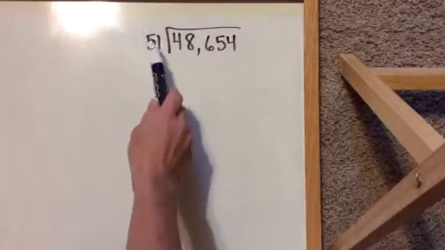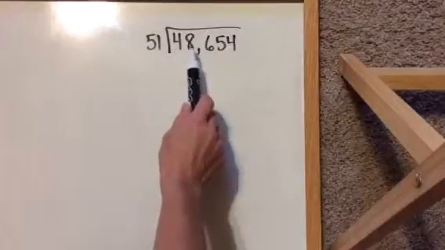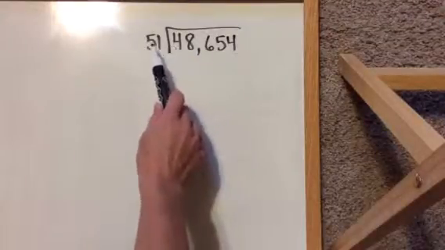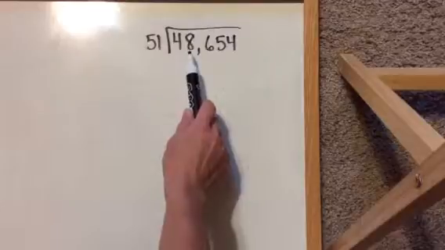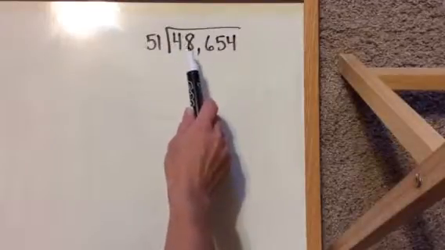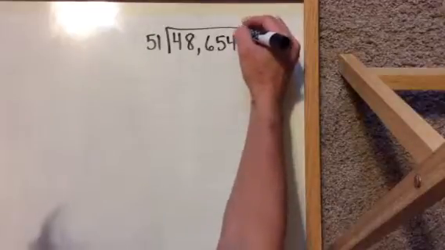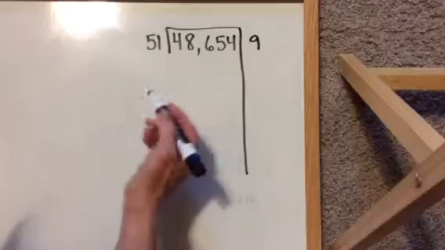And what I want to do is just look at the 5 in your divisor. So 5 will not go into 4. It will go into 48. So we're going to think, how many times will 5 go into 48? Well, it's going to go in 9 times because 5 times 9 is 45. So I'm going to come down here, draw a line like this, and record my 9.